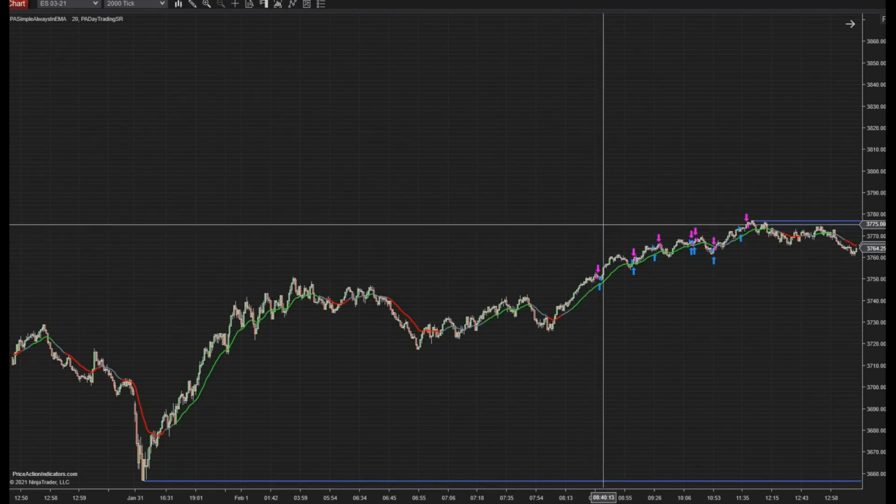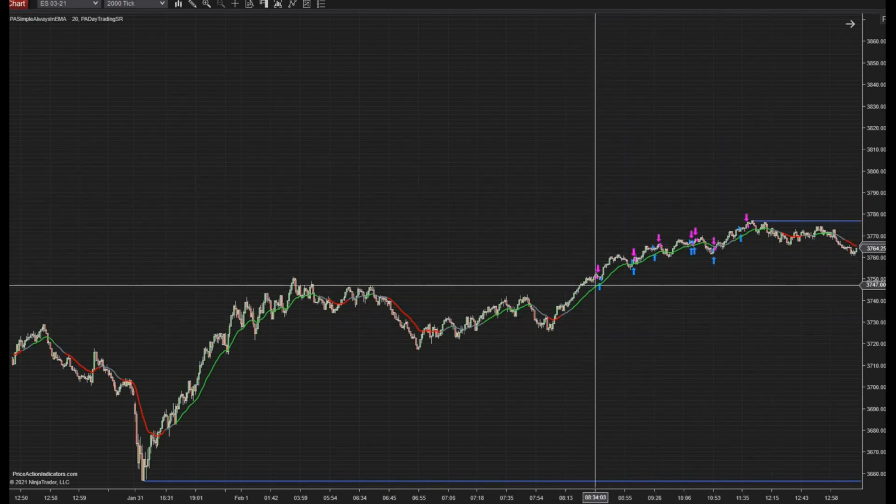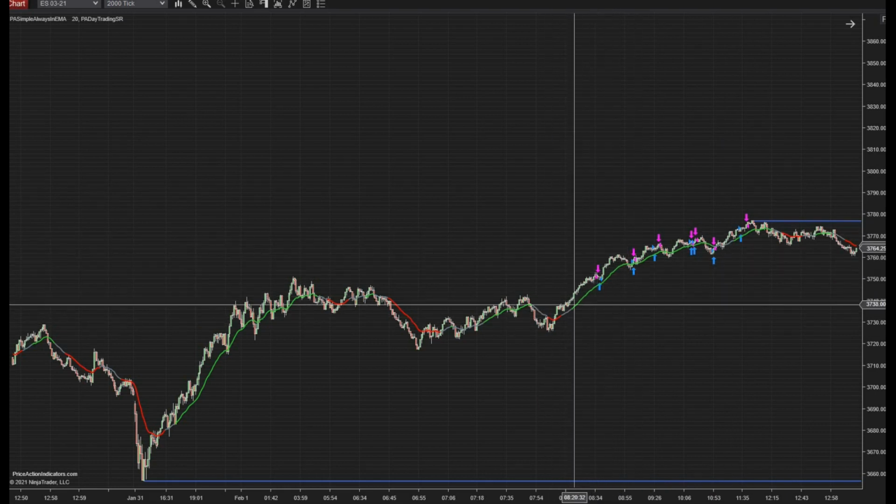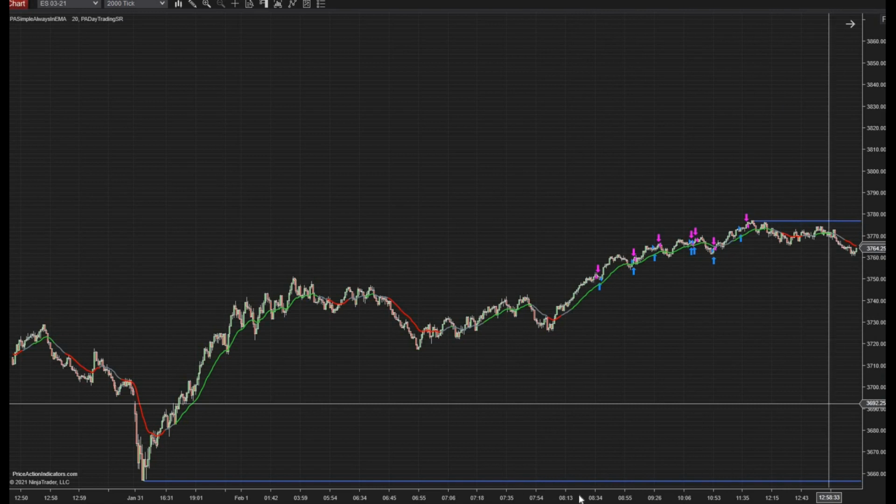One of it was a really bad trade. I'll go over that. But so we got 6 out of 7. Like I said, trending day. Don't get too excited about it. So okay, let's zoom in.